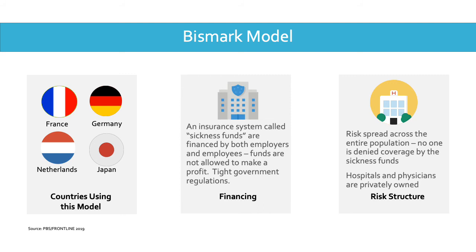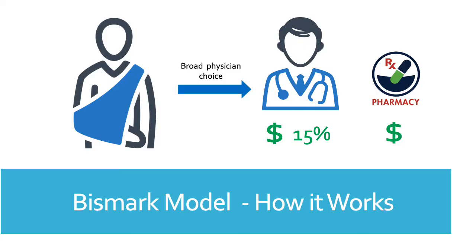The government really controls most of it, with a lot of specific, really tight regulations. But the doctors and the hospitals tend to be private. The government isn't necessarily going out and owning all of those. It's usually paid for by a payroll deduction, so if you're not working, you don't pay for it and you still benefit from it. Everybody's included, nobody's denied coverage, so the risk is spread through the entire population, and you can go to just about any physician you want. In the Bismarck model, if you broke your arm, you'd get to go to whatever physician you wanted.